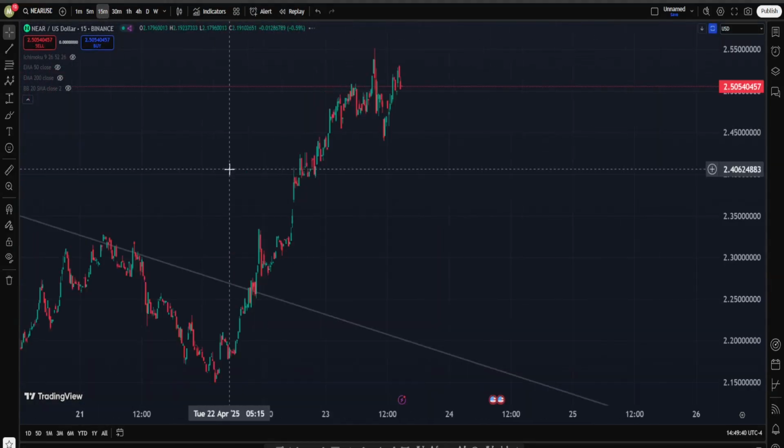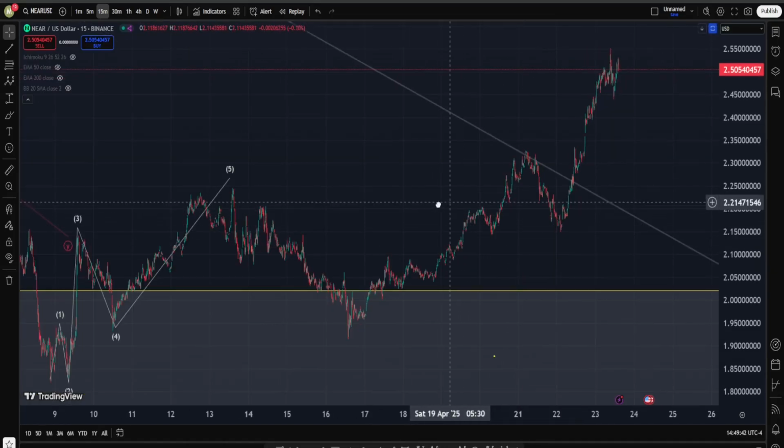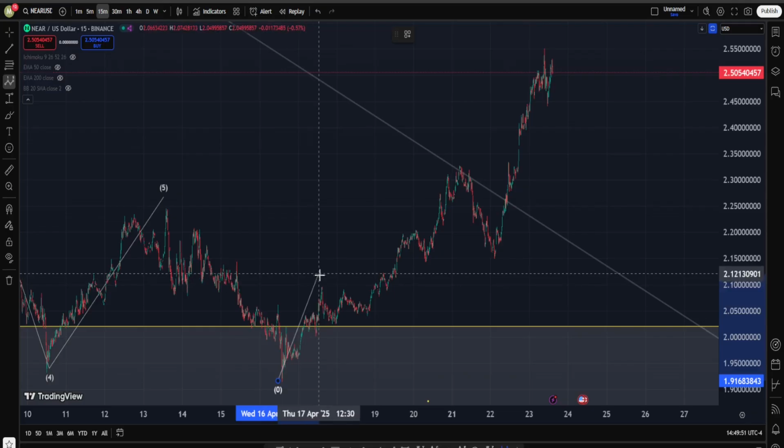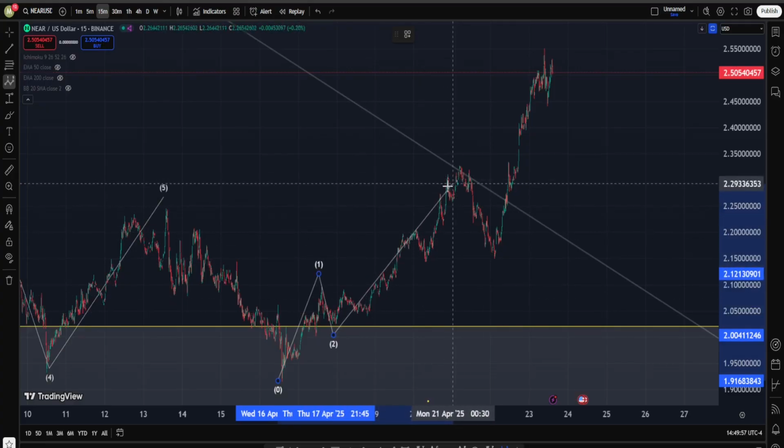Let's go on maybe a 15-minute chart and see what is happening. In my opinion, there is a very high chance that we are having in Near Protocol from here a 1, 2, 3, 4, 5 wave up, maybe into a wave 1, followed by that a correction for wave 2, maybe then a 1, 2, 3, 4, 5 wave up into wave 3.